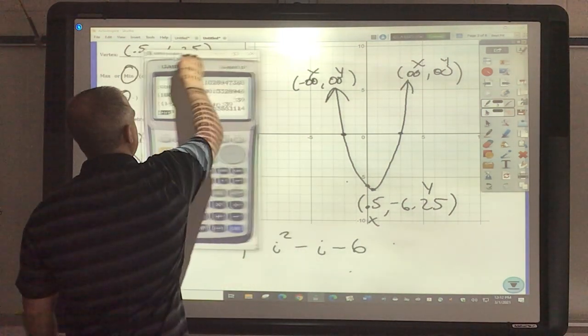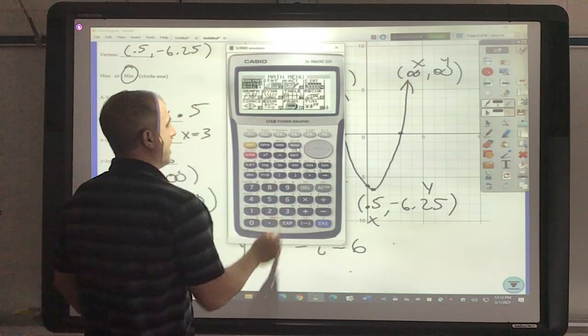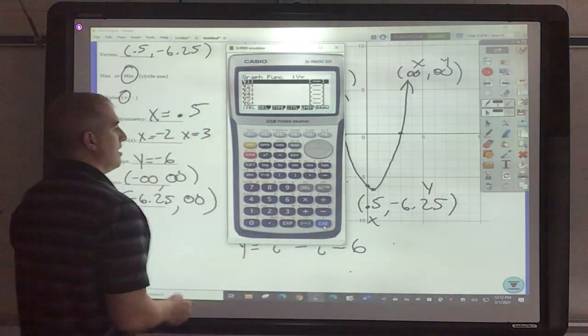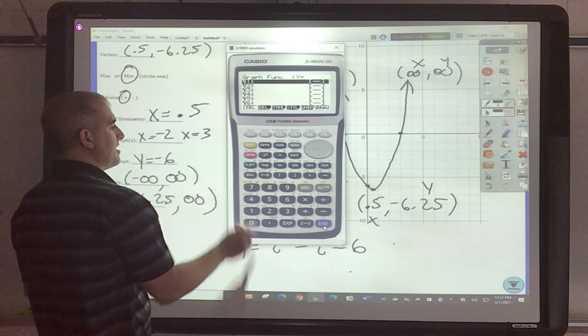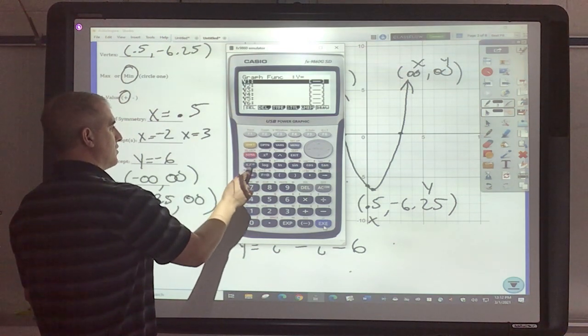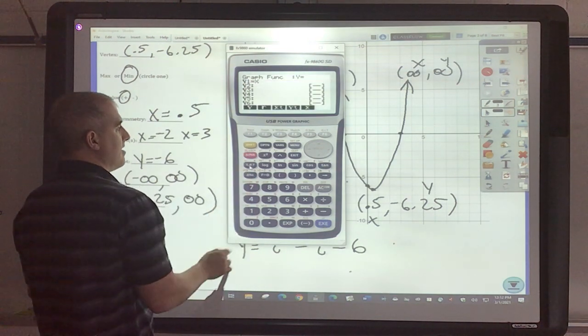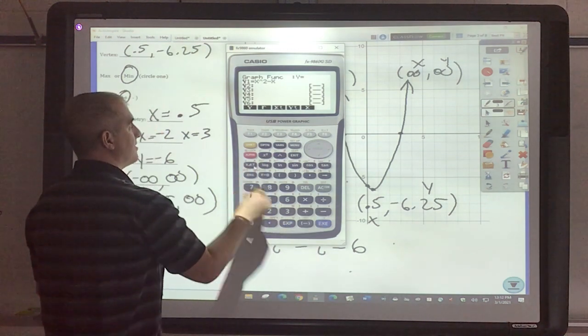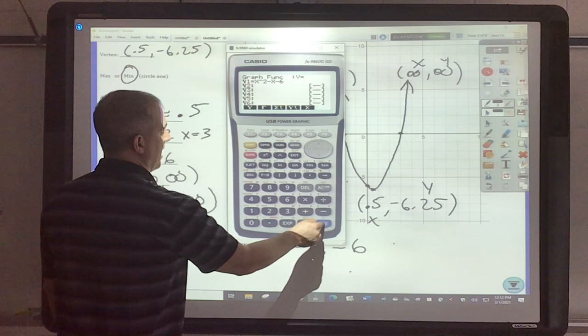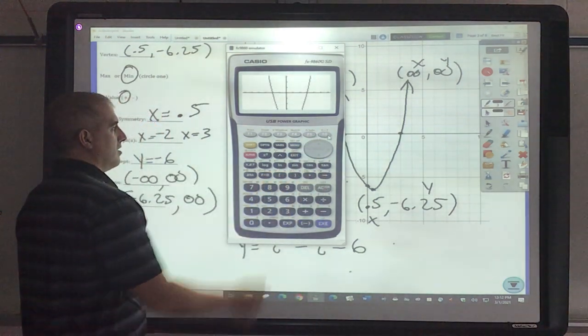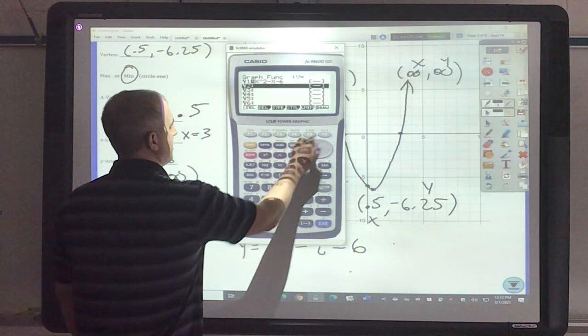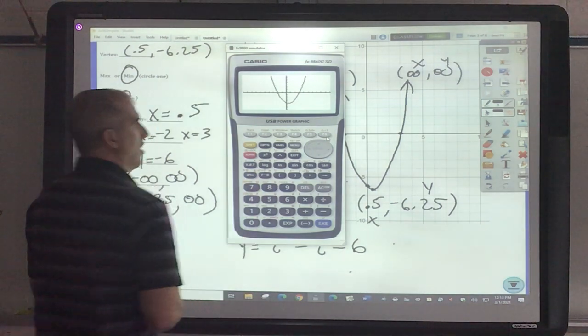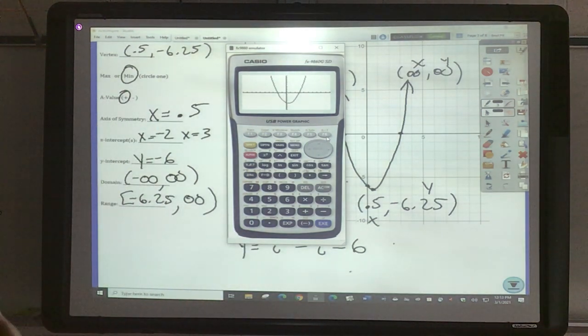In Casio, it's just as easy. I go to graph. I'm going to type in, the y's already there for you, so I can just use this little x right here, x, exponent 2 minus x minus 6. So I'm going to use x instead of I. All right, and I draw. I may have to zoom out a little bit. Now, all the characteristics for Casio are real easy.